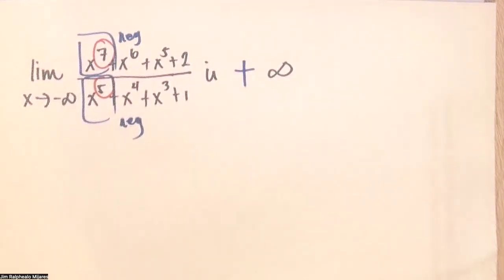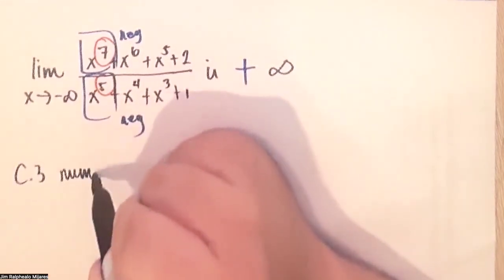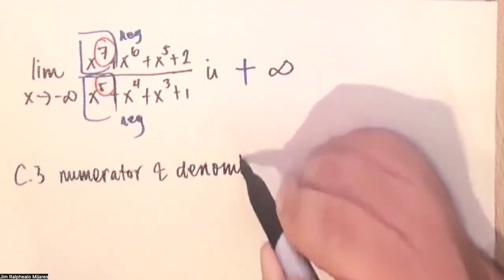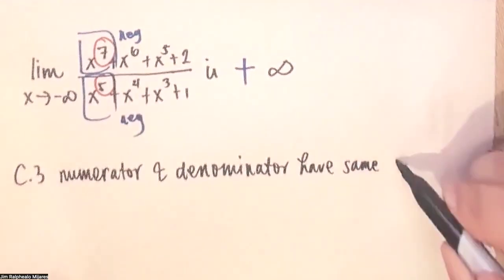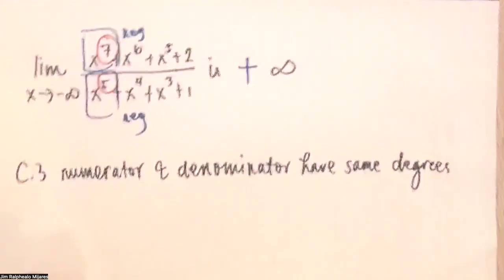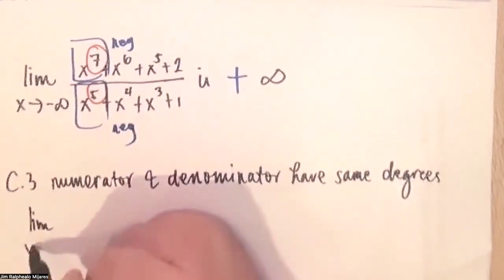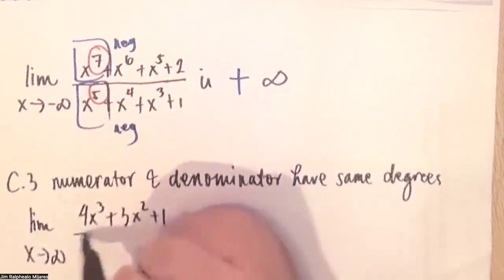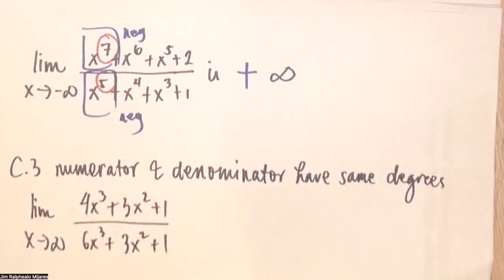So that's the second case, where the numerator is larger. And the third and last case is, what if the numerator and denominator have the same degrees? Meaning something like this. Limit as x approaches infinity of 4x cubed plus 3x squared plus 1 all over 6x cubed plus 3x squared plus 1. Something like that.